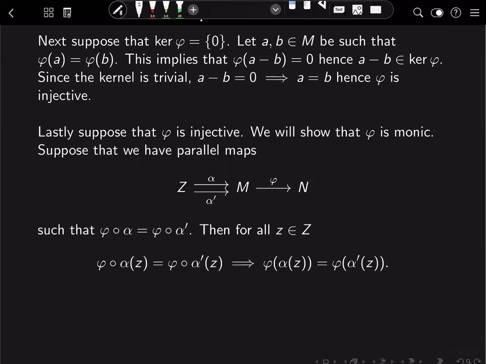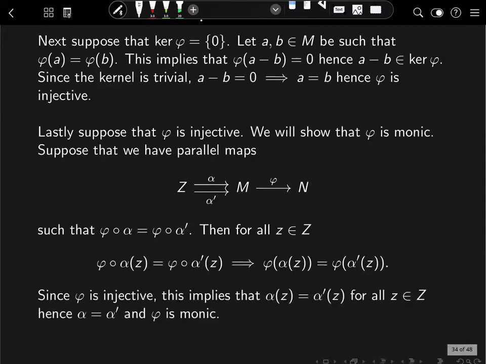But we know that, what does this mean? Well, by this condition, that means for all elements z of Z, phi composed with alpha of z is equal to phi composed with alpha prime of z. But that means that phi of alpha of z is equal to phi of alpha prime of z. But since phi is injective, this implies that alpha of z is equal to alpha prime of z for all z in Z. So that implies that alpha is equal to alpha prime, hence phi is monic.